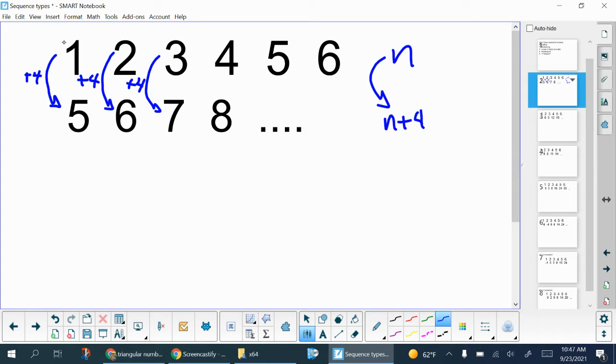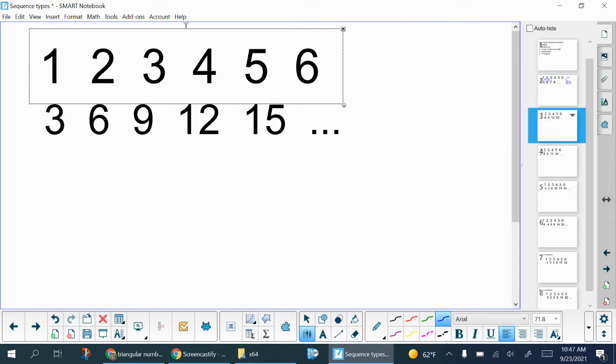Those ones are going to be pretty easy to recognize. Remember, we are going from the term number to the term, not term to term to term, when we're writing this nth term rule.